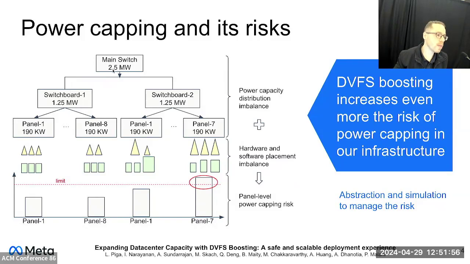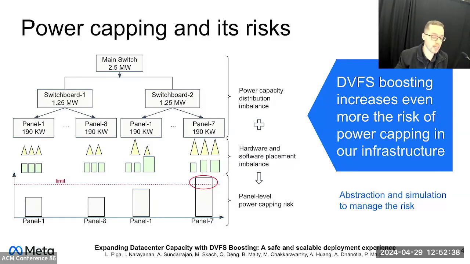If the machines underneath start consuming more power, we have to reduce the frequency or the power limits of these machines, and that's a power cap, which has an impact on capacity. So we need to manage this really well. The main source of power capping is imbalance in our infrastructure. For example, some switchboards can have 8 panels and others 7 panels, which causes some heterogeneity. We also have heterogeneity in hardware placement, which can cause imbalance, as some panels can have different types of racks that consume more power than others.